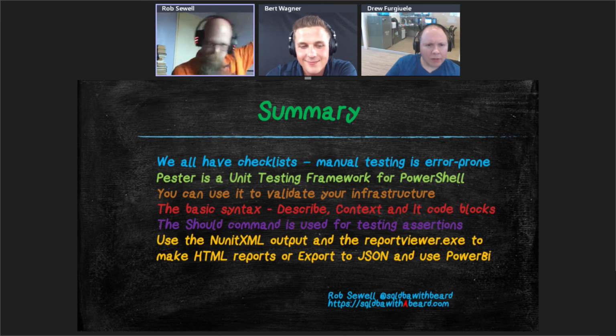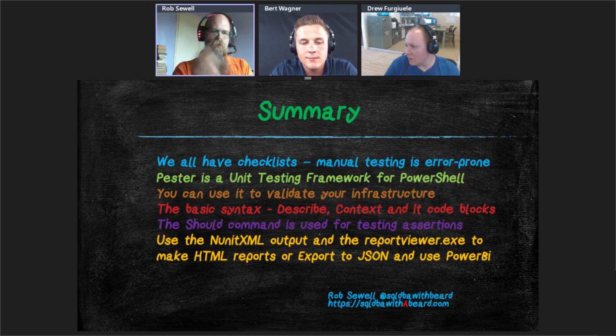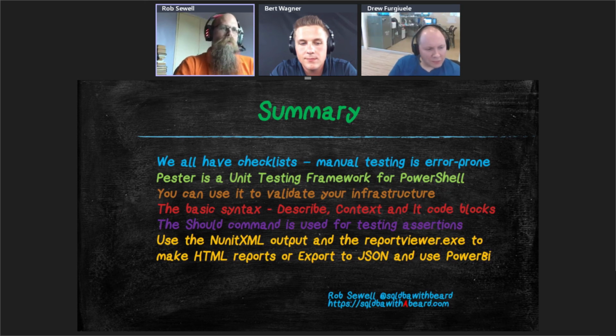The should command, and all of that horrible slide that was full of text, is used for testing our assertions, understanding our greater than, our less than, our shoulds, our should nots. Using Pester, we can output our information as NUnit XML and consume it in any sort of system. We can use the report viewer.exe, but beware that some of the numbers might not add up quite as you expect. But if you export it to JSON, you can consume it with Power BI and make pretty things that change color and shape, and everybody knows management like things that change and move around.